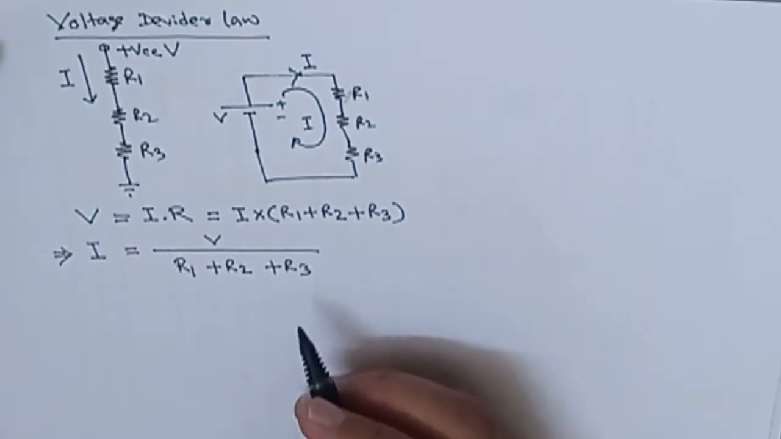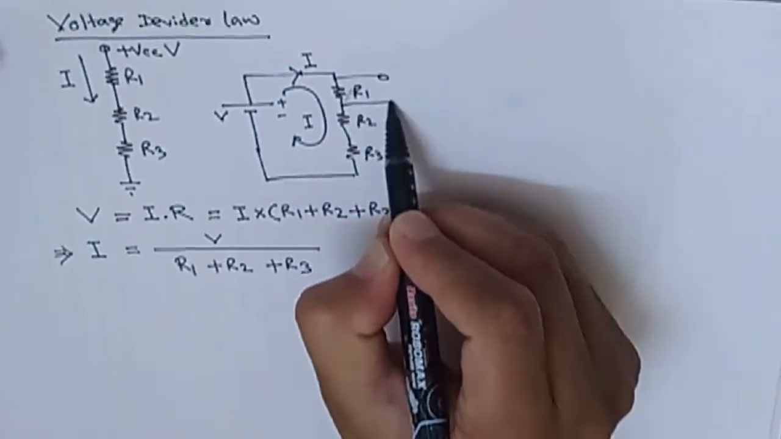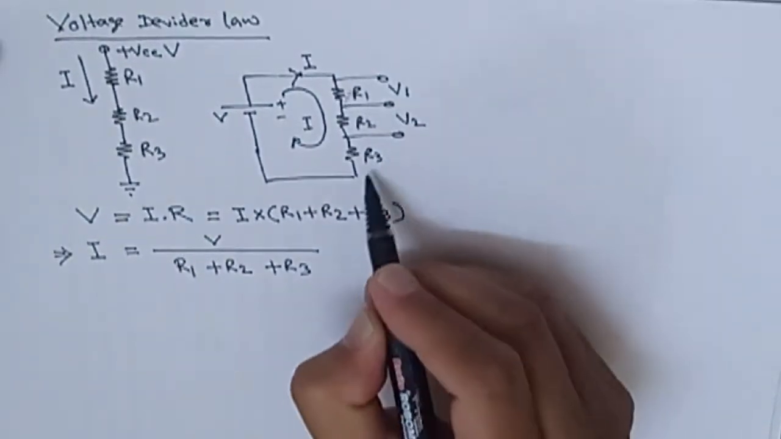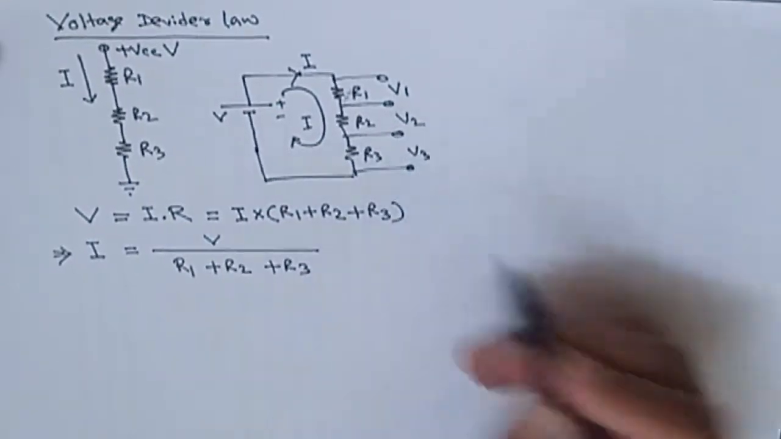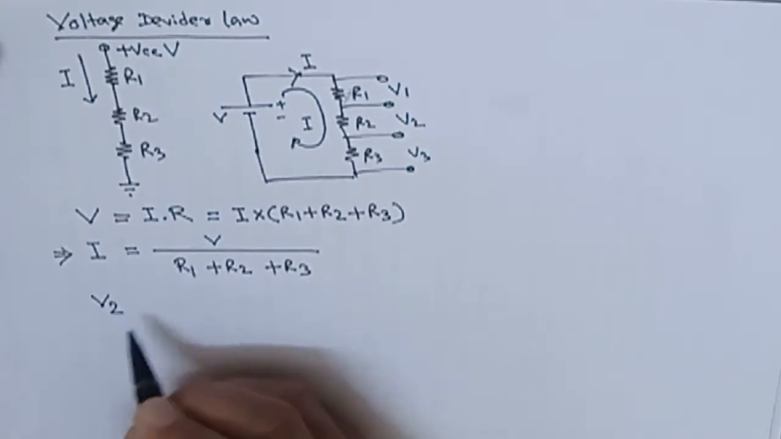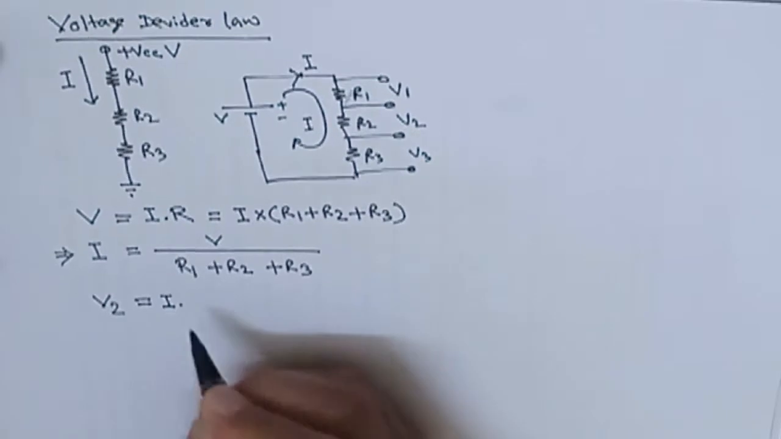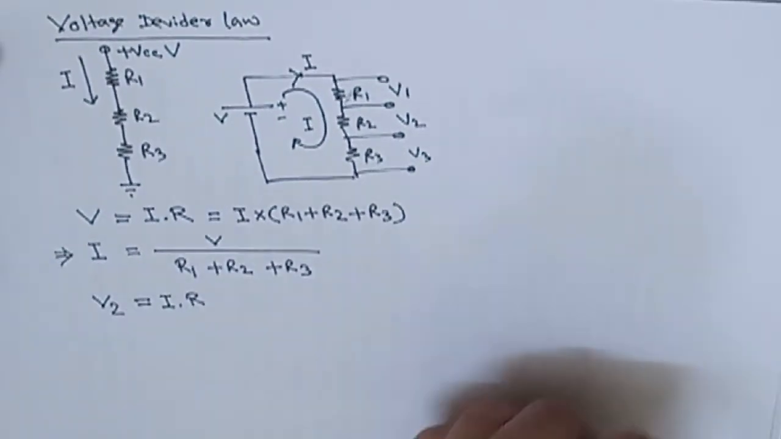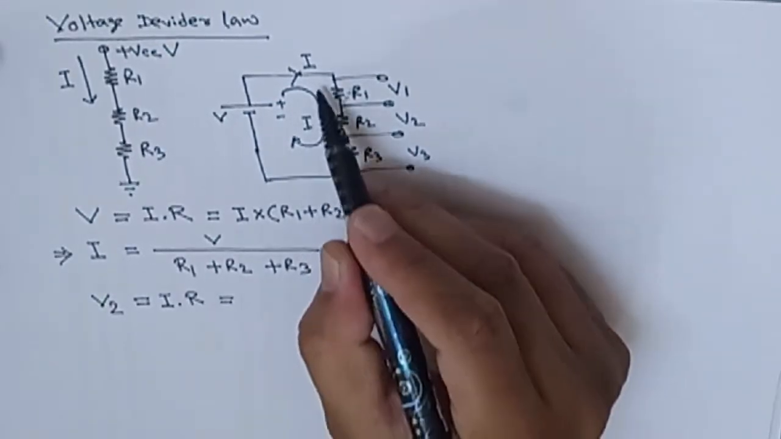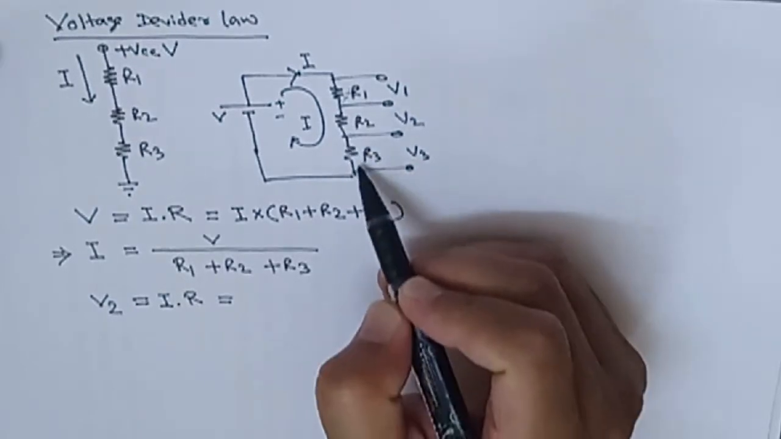Now as the law is the voltage divider law, you have to calculate the voltage across each resistance. This is V1, the next one consider V2, and the third one consider V3. So just consider V2. How much is the voltage for V2? V2, as per Ohm's law, V2 equal to I into R. Here how much is the I? I is the same current flowing through the circuit because it is a series circuit. So I is the same for R1, for R2 and for R3.